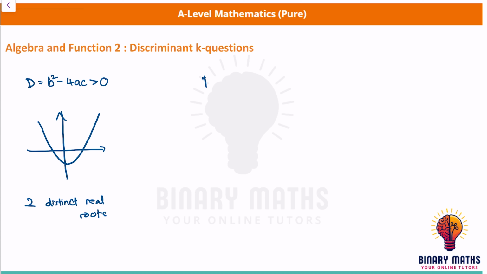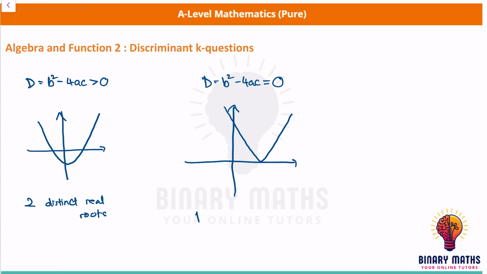The second case is when the discriminant, which is b squared minus 4ac, is equal to 0. When it's equal to 0, it touches the x-axis once, so it has one repeated real root. So it touches, for this example.